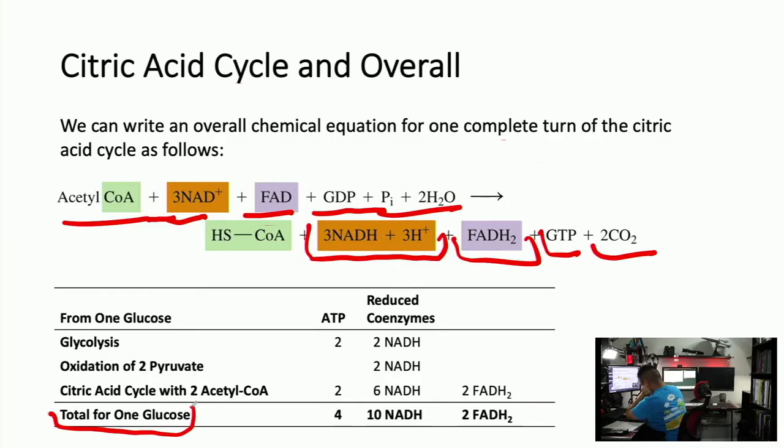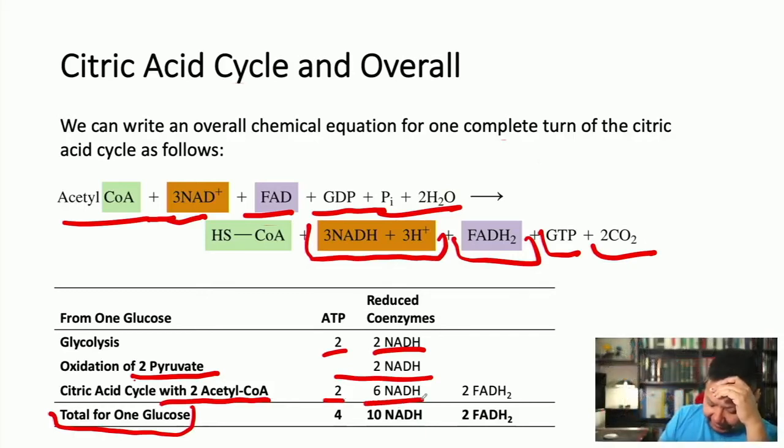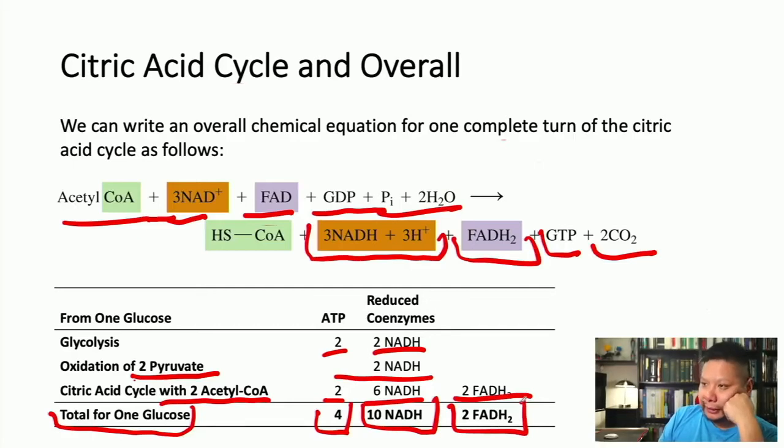From glycolysis, we get 2 ATPs and 2 NADHs. Remember from pyruvate dehydrogenase, we oxidize pyruvate, and we get 2 NADHs. And then in the citric acid cycle, with 2 acetyl-CoAs, we actually get 2 ATPs, 6 NADHs, and 2 FADH2s. So the total by the end is 4 ATPs, 10 NADHs, and 2 FADH2s. That's a pretty good energy yield.